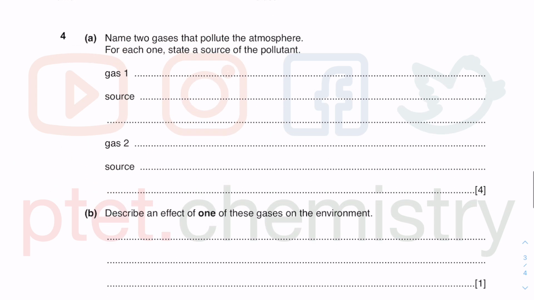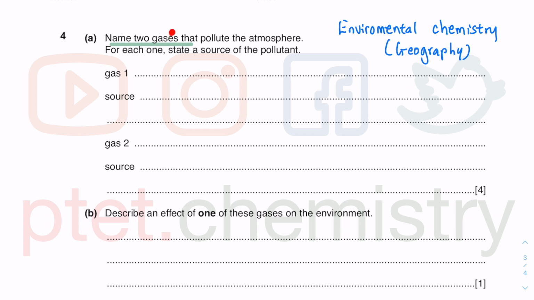Now the next question, this is part of environmental chemistry. I think we did this lecture a while ago, so if you look through the topical playlist, you will find this environmental chemistry, which is essentially geography, but we also have to relate it to our syllabus and not just refer to the internet. They want you to name 2 gases. From the syllabus, there were 4 gases in the environmental chemistry for combined science.